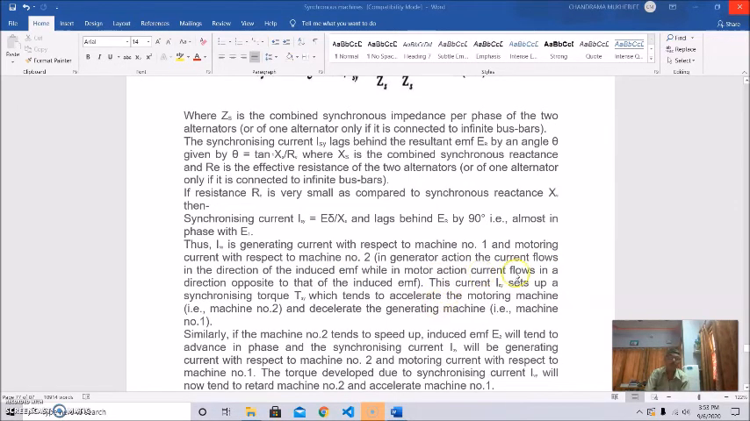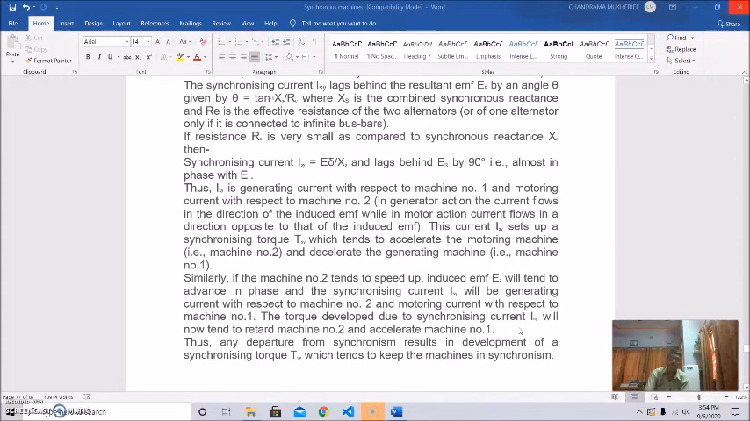So in generator action, the current flows in the direction of the induced EMF, while in motor action, current flows opposite to the direction of the induced EMF. This current ISY sets up a synchronizing torque TSY, which tends to accelerate the motoring machine, that is machine number 2, and decelerate the generating machine, that is machine number 1.